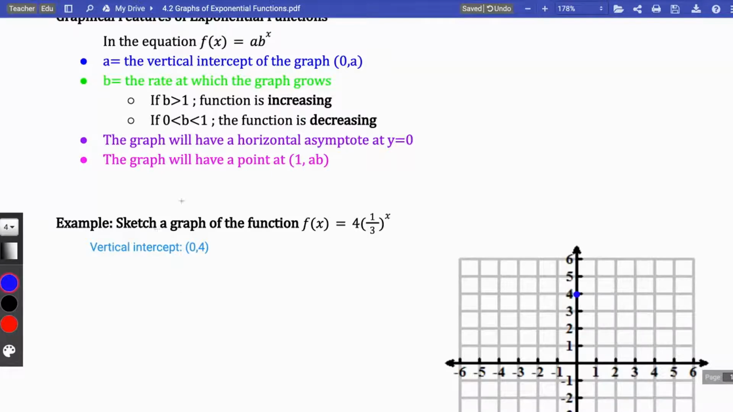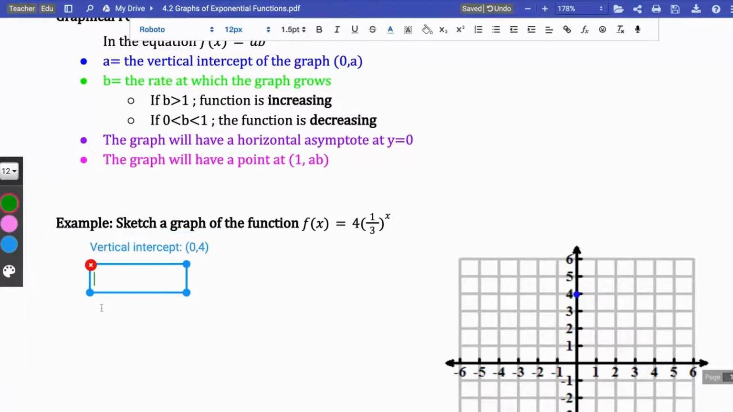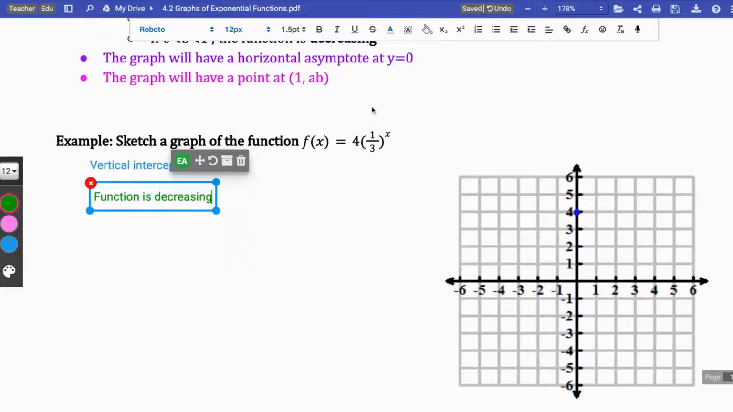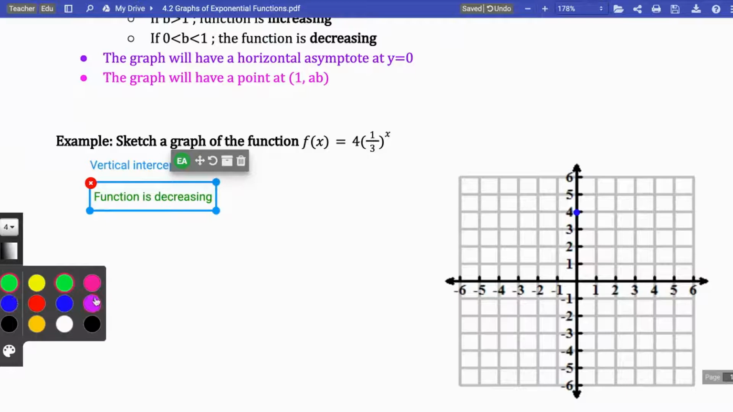The next thing that I know is that b is the rate it's increasing. So since 1/3 is between 0 and 1, this function is decreasing. Okay? And next, it has a horizontal asymptote at y equals 0. That is going to be the case for this problem because it's not adding anything else on, so it's not shifting at all. So I'm going to draw a dotted line at y equals 0.